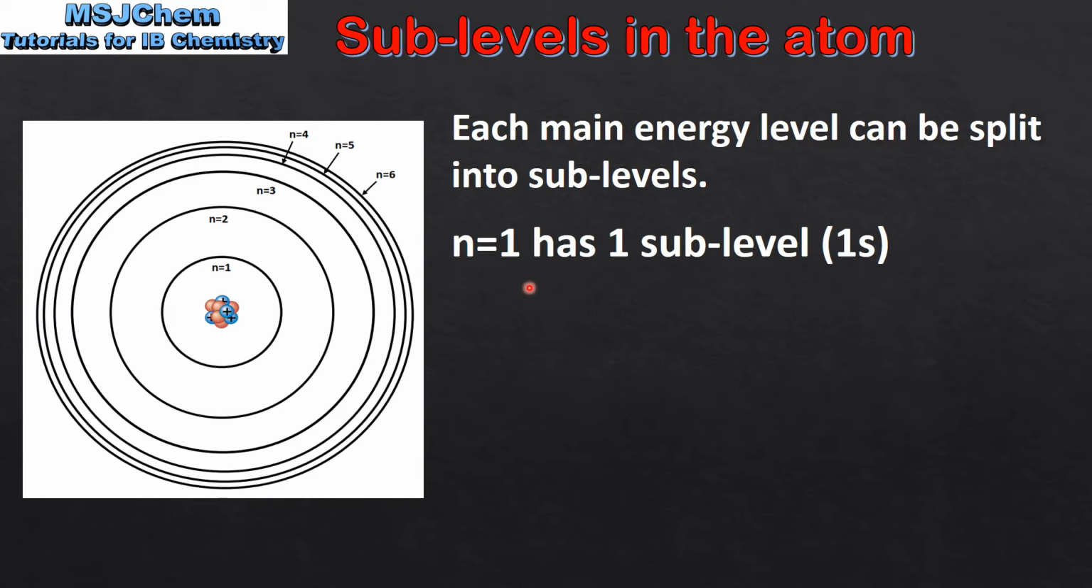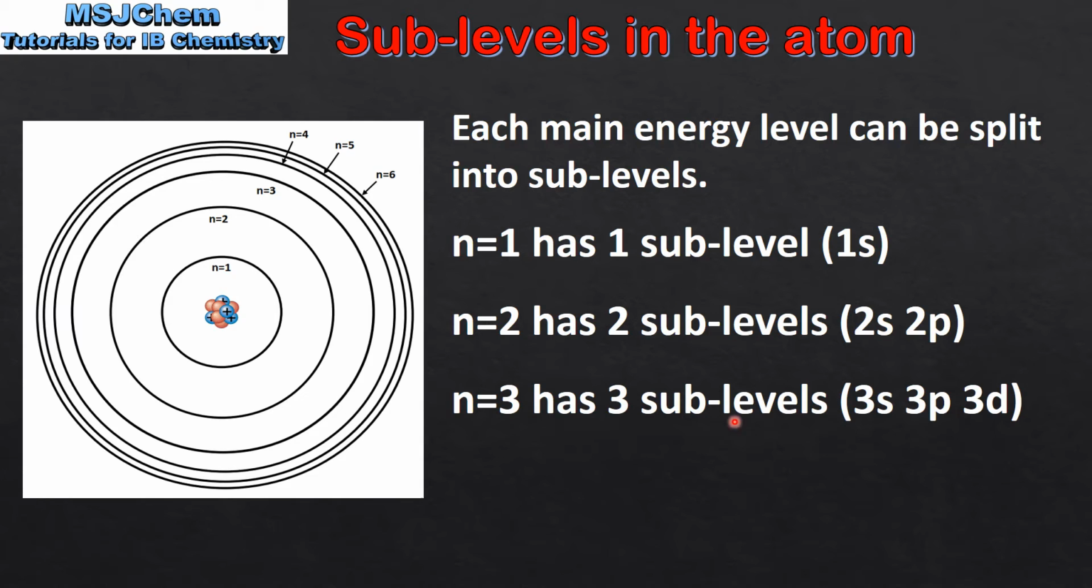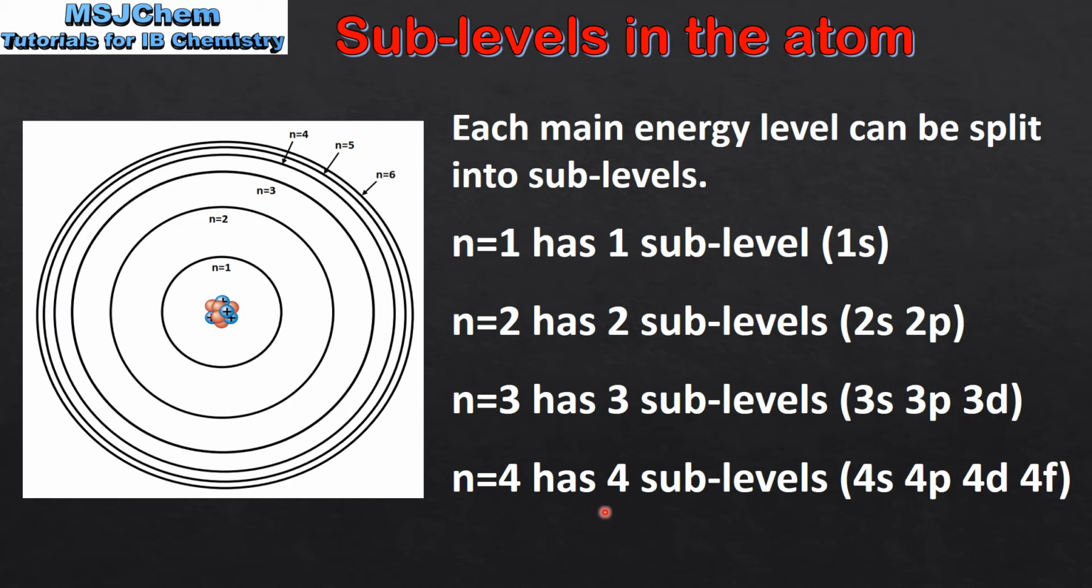n equals 1 has one sublevel, which is the 1s sublevel. n equals 2 has two sublevels, the 2s and the 2p sublevels. n equals 3 has three sublevels, the 3s, the 3p, and the 3d sublevels. And n equals 4 has four sublevels, the 4s, the 4p, the 4d, and the 4f sublevels.